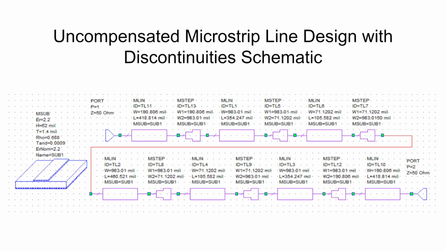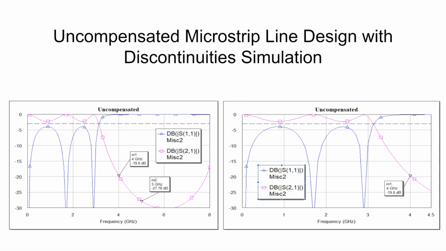Following the HK principle of slowly adding complexities to the problem, we added the M-step element in between each M-line element to represent the discontinuities found when the width of the microstrip changes. The simulation of the uncompensated microstrip design shows a shallower ripple in the passband, and the passband also got a little bit shorter with a cutoff frequency at around 3.3 GHz.